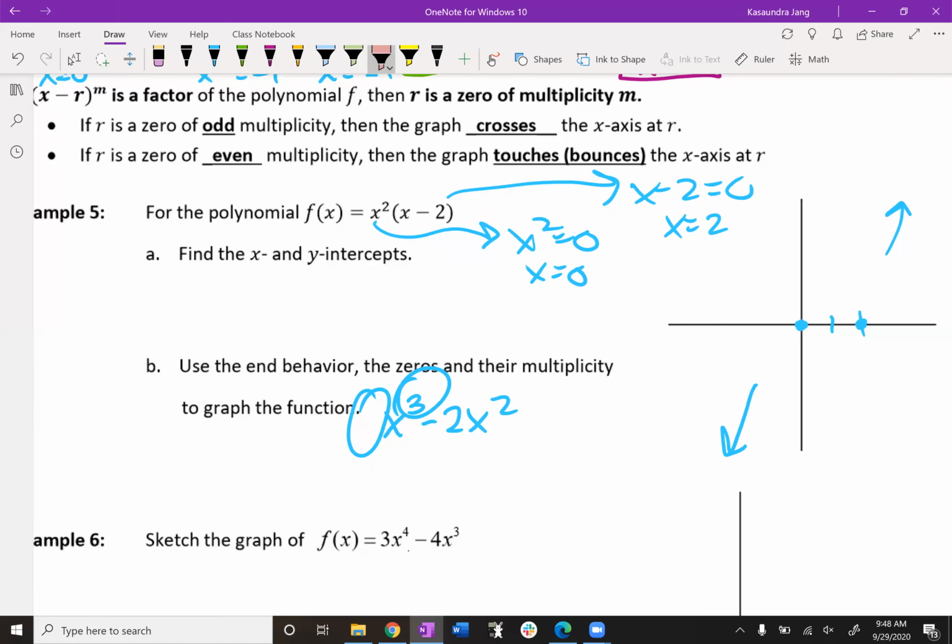But again, this 2 here, that's an even number. So it should just touch or bounce off of the x-axis. I'm going to go up to that 0 and whoop, bounce. All right, this x minus 2 had a degree of 1. There was only one of them. And 1 is an odd number, so that should cross through the x-axis. So I've got to turn around here and cross through the x-axis there.